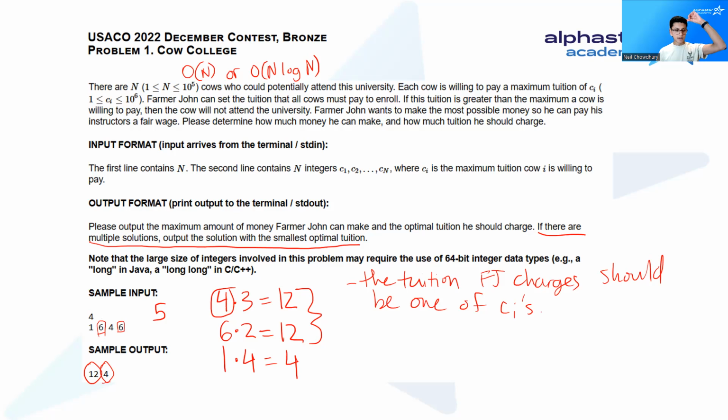But we can gain more money by just increasing this tuition to 6, without actually changing the set of cows that will buy into the college. So the idea here is that if the tuition is not already one of the c_i's, then we increase it up to the next highest c_i, and that would give us a valid tuition where we definitely make more money. So this is the first observation that we should make.